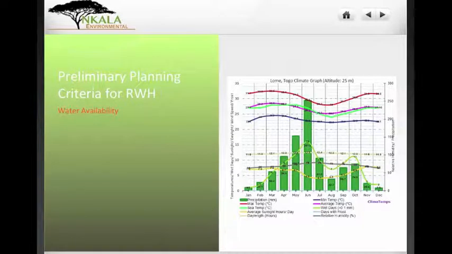All right, so continuing to talk a little more about water availability. So that was water supply. That's how much water is available to use. The other thing that becomes important is water demand. How much water are you using as a household?